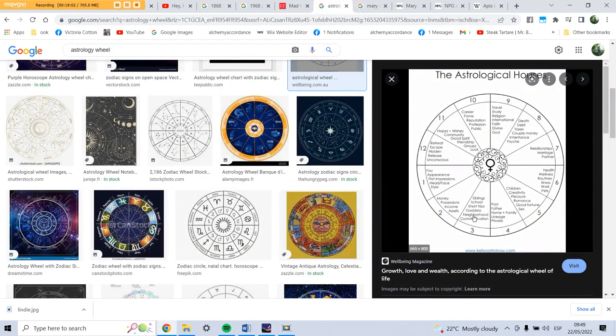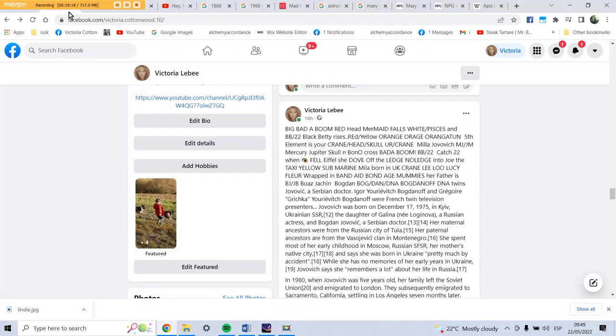they rule. Mercury rules Gemini, 3rd house, and Virgo, 6th house. Jupiter rules 9th house, Sagittarius, and Jupiter rules 12th house, Pisces. It's the MJ mutable cross that we're leaving. So again, she's born in Ukraine, and she's MJ, her name, Mila Jovic.